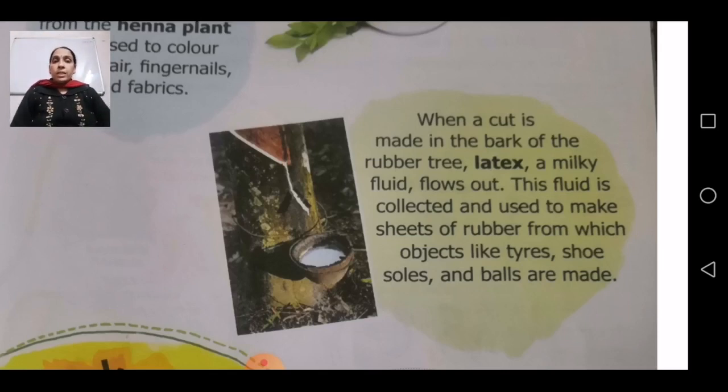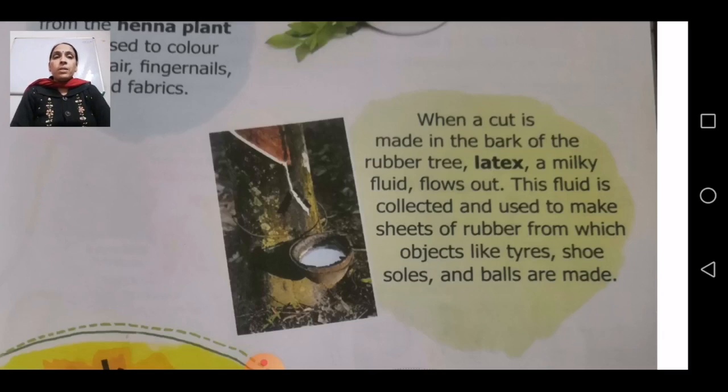Latex is, as you can see in the picture, a white colored liquid which is coming out from the trunk. What do we do on the trunk? In the rubber tree, we will make a hole in the trunk and then put a stick inside it. We let the hole stay open, and as the plant keeps on processing this fluid, the milky fluid will come out from there. So that is known as latex.